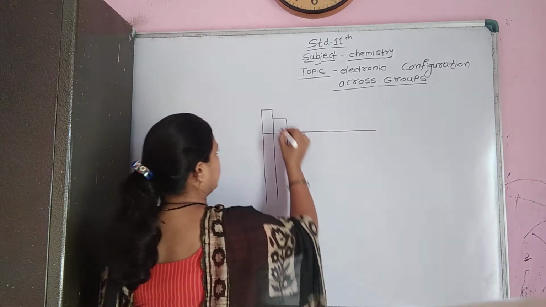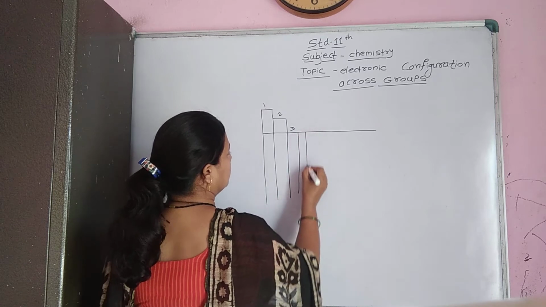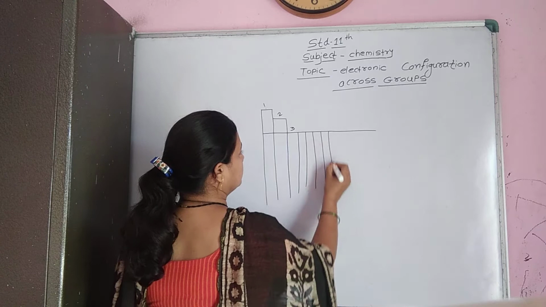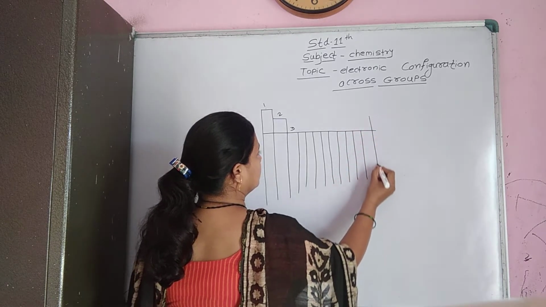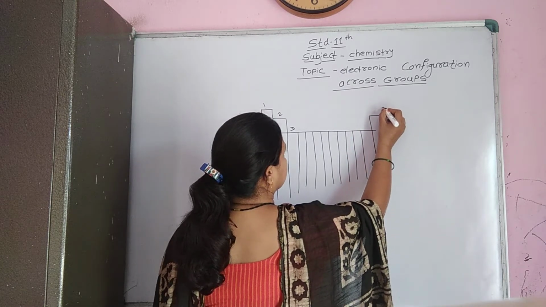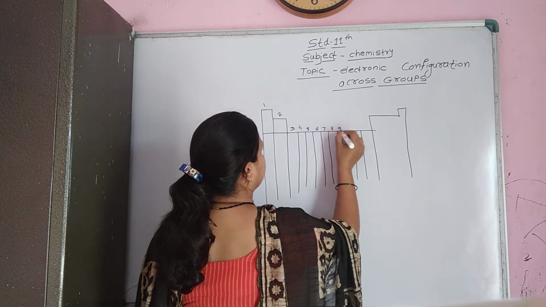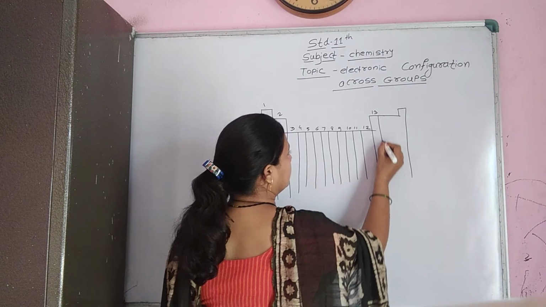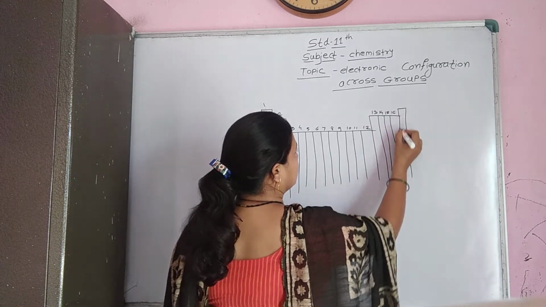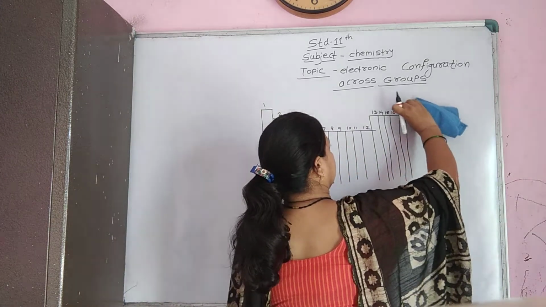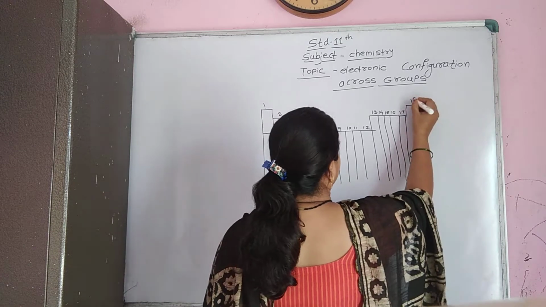As we know, the modern periodic table contains a total of 18 groups: 1, 2, 3, 4, 5, 6, 7, 8, 9, 10, 11, 12, and then 13, 14, 15, 16, 17, and finally group number 18.